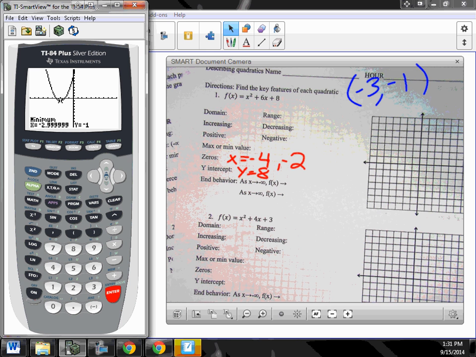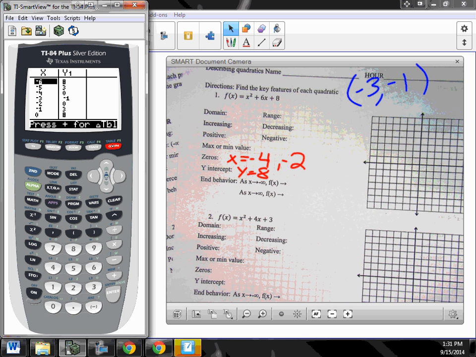Now it says negative 2.999999, but what it means is 3. A lot of times the calculator tries to be smarter than it actually is. So negative 3, negative 1 is the minimum. Now if I look at the table, I could have figured it out here. How can I be sure that the minimum happens when x is negative 3? Just by looking at the table.